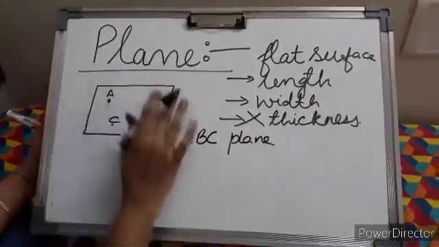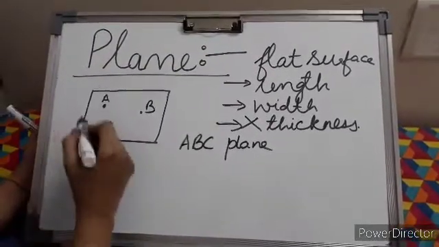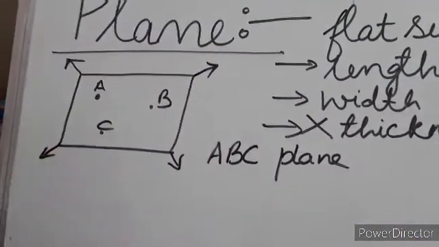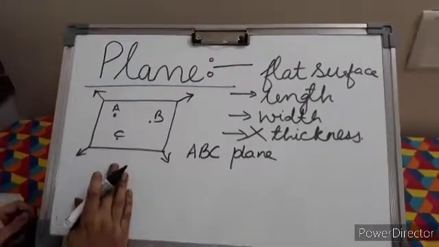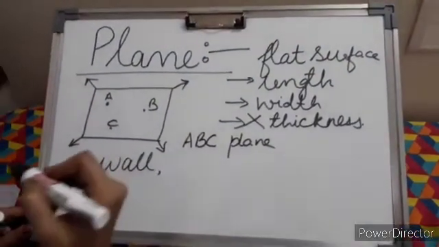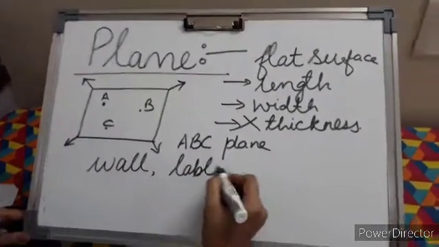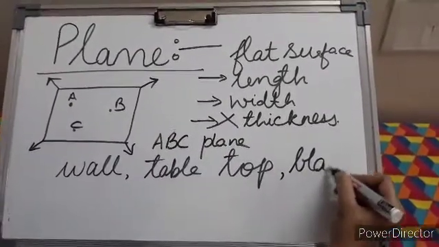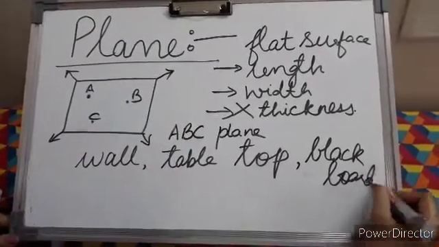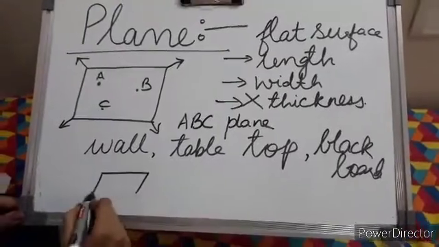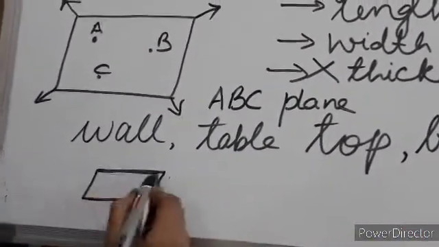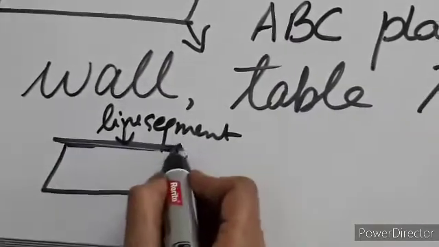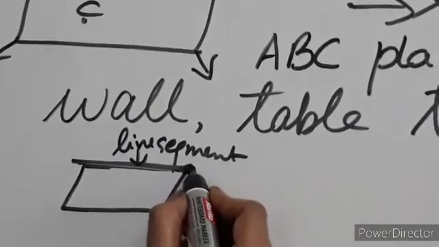Points can be anywhere inside the plane, but it is important to note that a plane also extends indefinitely. Examples of a plane are the wall of your house, the wall of your classroom, a tabletop, or a blackboard. Suppose this is a tabletop, so this is a plane, and the edge of the table is a line segment. This point here is the vertex, as I explained before.